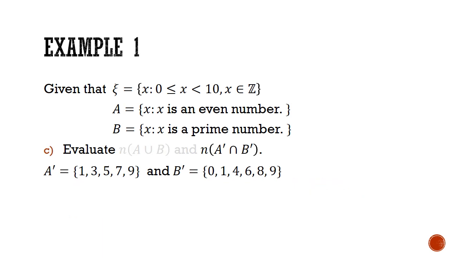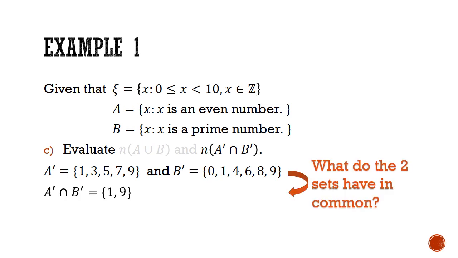Lastly, we can use our answer in part B and compare those two complement sets. Here we can see that the only things they have in common would be the elements 1 and 9. So the cardinality of A prime intersect B prime is 2.